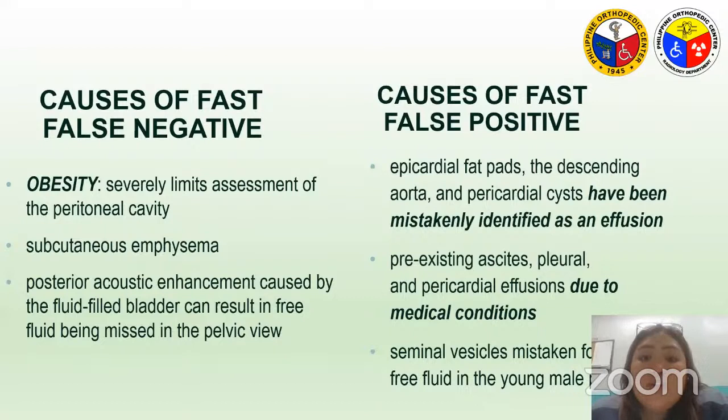While in the FAST false positives, the causes are epicardial fat pads, the descending aorta, and pericardial cysts, which have been mistakenly identified as an effusion. Next is pre-existing ascites, pleural and pericardial effusions due to medical conditions, and seminal vesicles mistaken for pelvic free fluid in the young male patient.